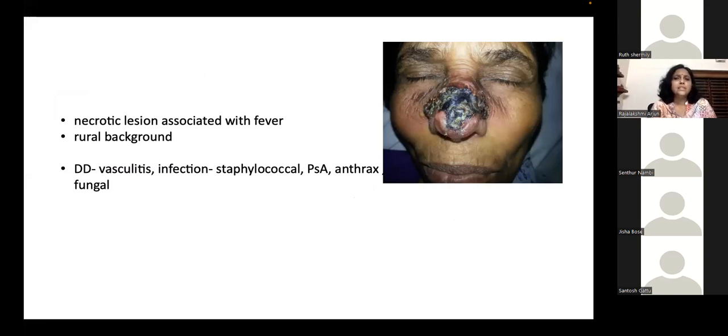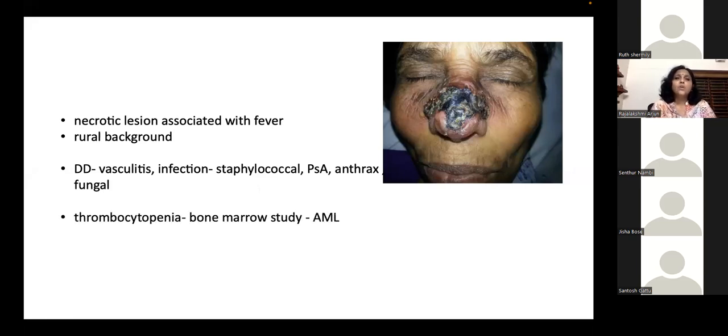This is another interesting case, but with a different site of presentation. This is a necrotic lesion associated with fever, and she comes from a rural background. The initial diagnosis was vasculitis, or any of the granulomatous lesions that affect the central part of the face. It can be due to infection. The common infections are Staphylococcus, Pseudomonas, anthrax, and fungal.